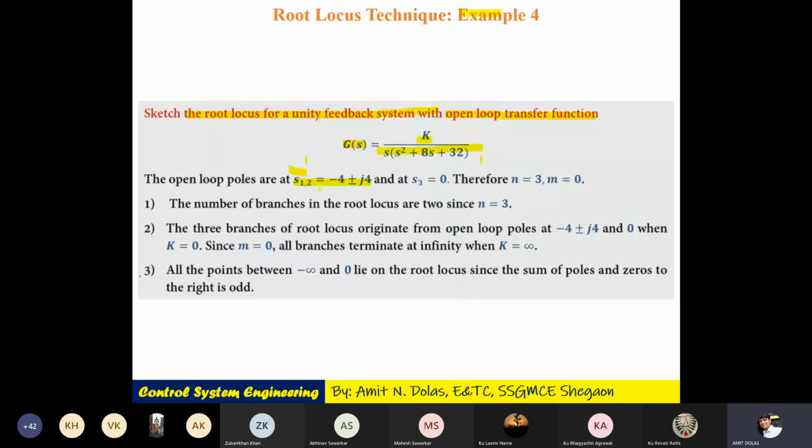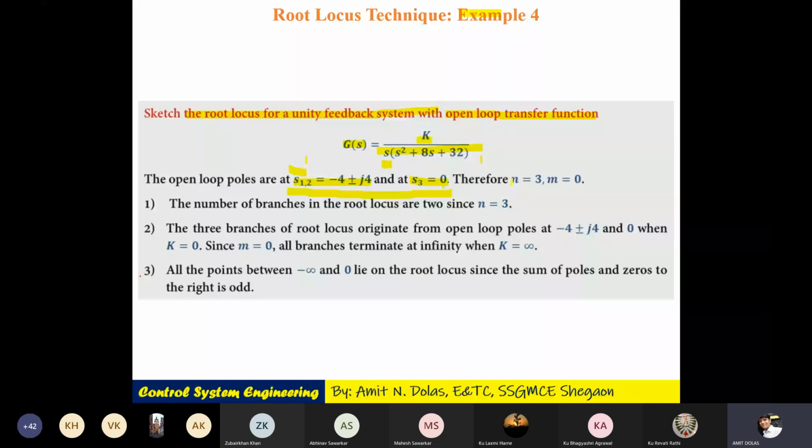And one more at s3, which is 0. If you put this characteristic equal to 0, s will be equal to 0. Another will be s square plus 8s plus 32 equal to 0. From that, three poles are calculated. One is a complex conjugate pair and one is a simple pole at the origin. Therefore, the number of poles is 3. How many zeros? There is no term in the numerator, so the number of zeros is 0.